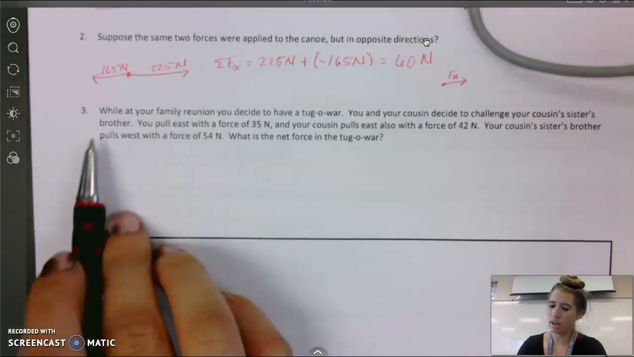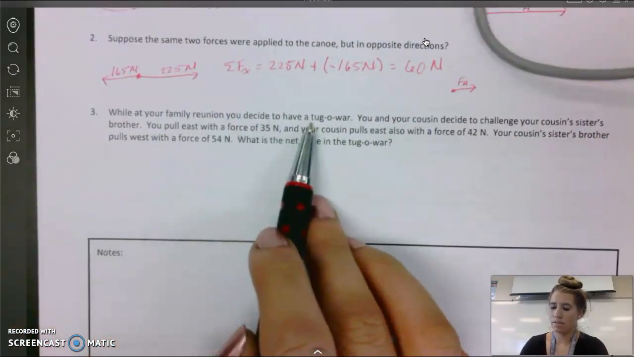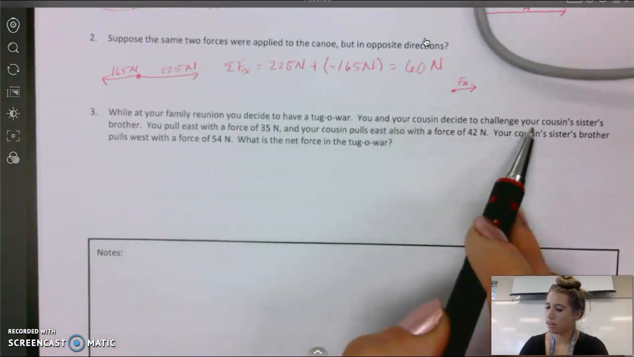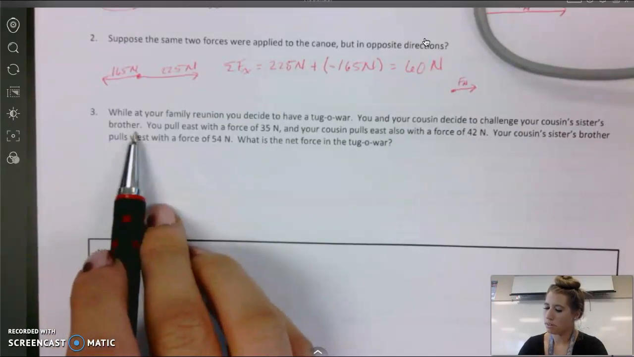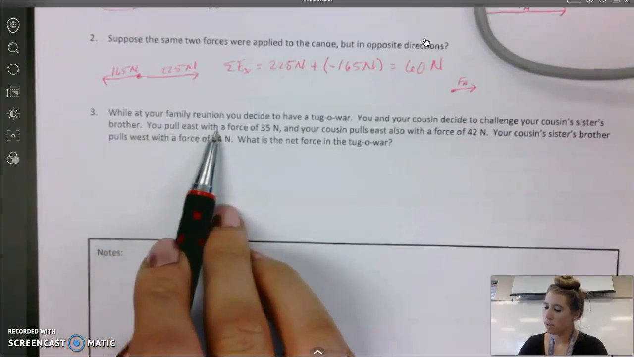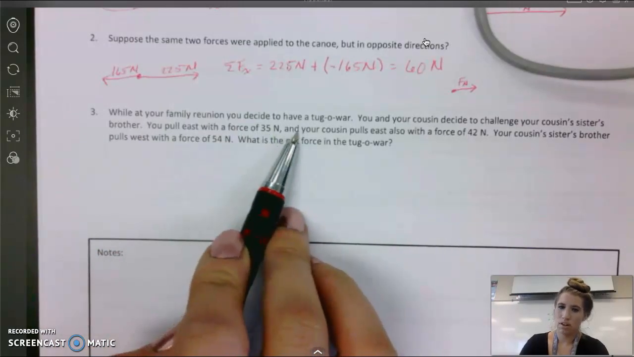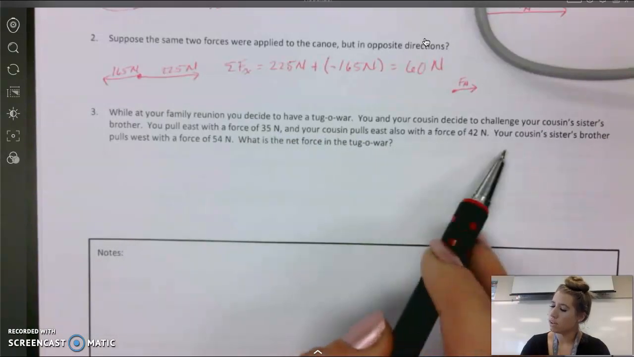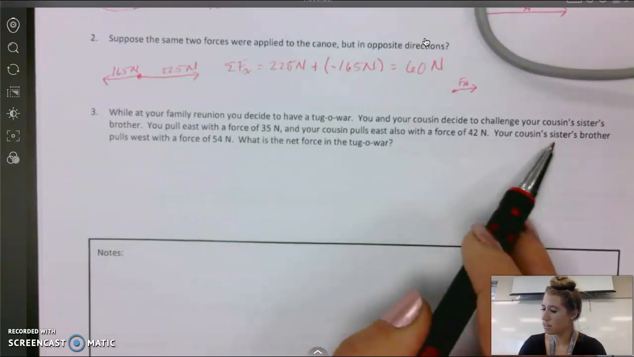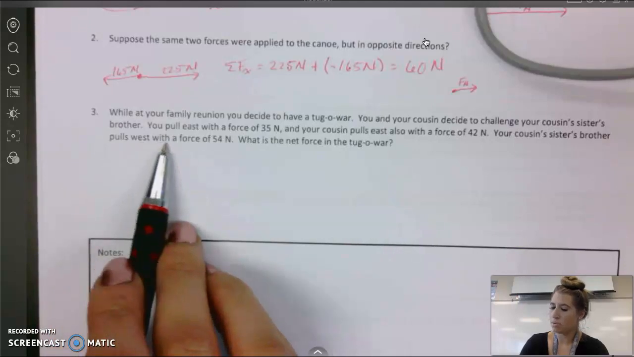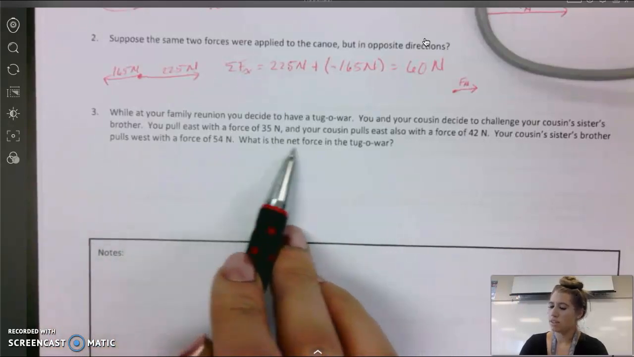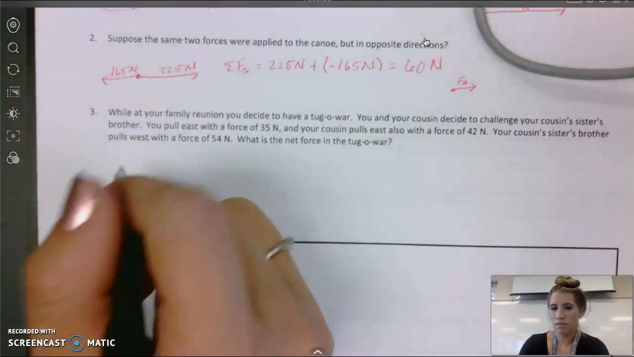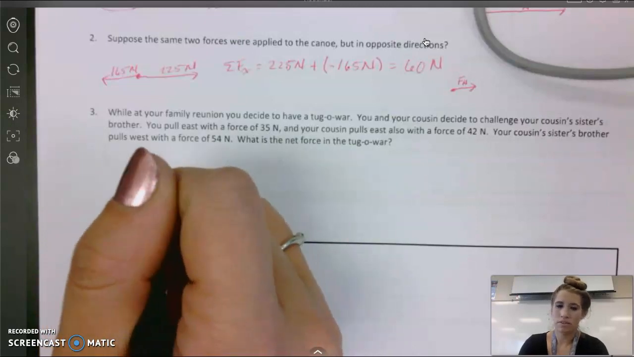While at a family reunion, you decide to have a tug-of-war. You and your cousin decide to challenge your cousin's sisters and brother. You pull east with a force of 35 newtons, and your cousin pulls east also with a force of 42 newtons. Your cousin's sister's brother pulls west with a force of 54 newtons. What is the net force of the tug-of-war? Okay. The net force of this whole system of the tug-of-war.